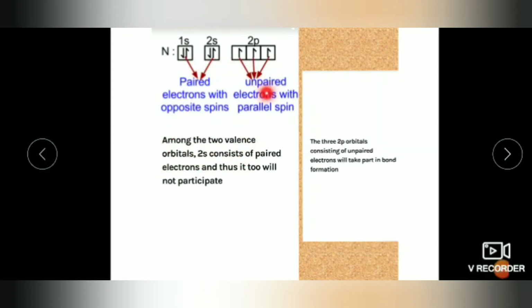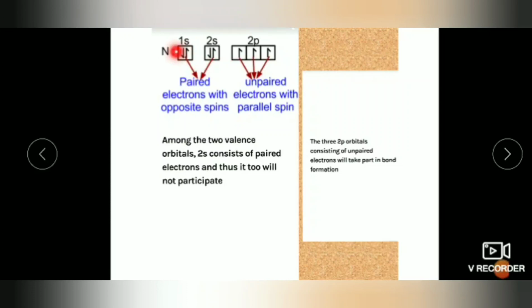Next we move on to the 2p orbitals. See this, in the 2p orbitals there is 1 electron in each orbital. These unpaired electrons with parallel spin, in the 3 2p orbitals, will take part in bond formation, because they contain valence electrons and unpaired electrons. These unpaired electrons will participate in the bond formation.